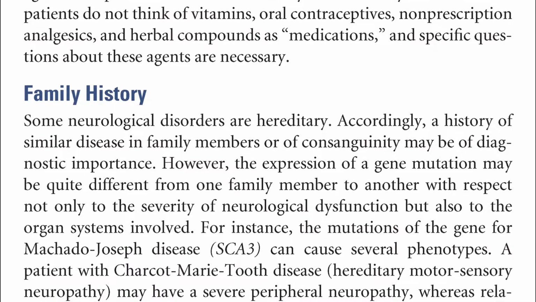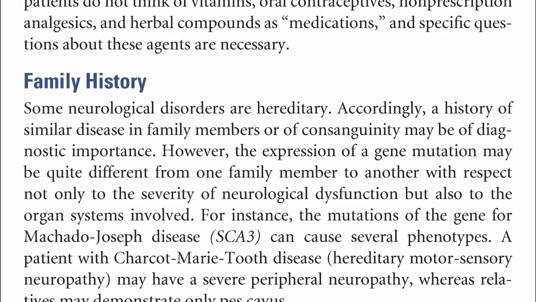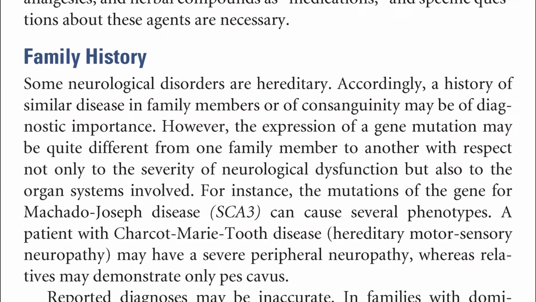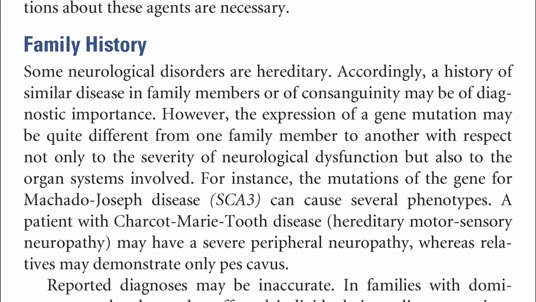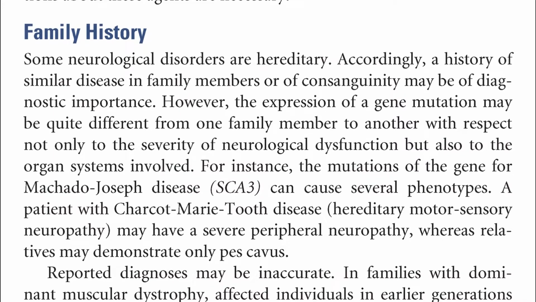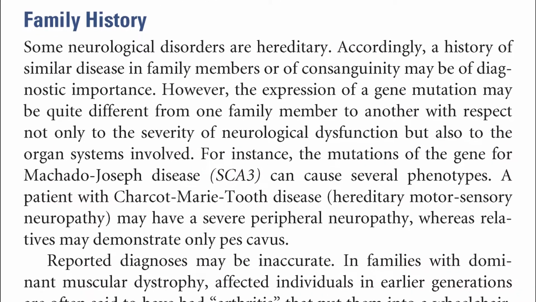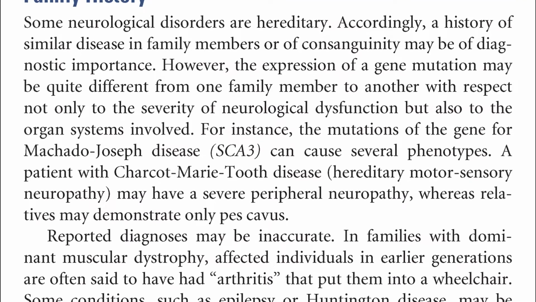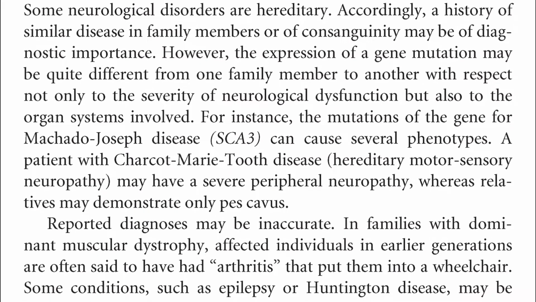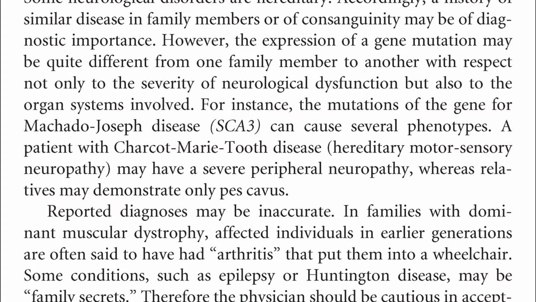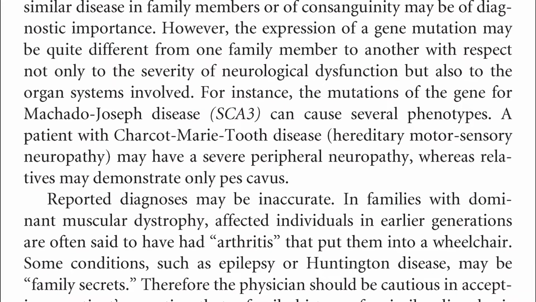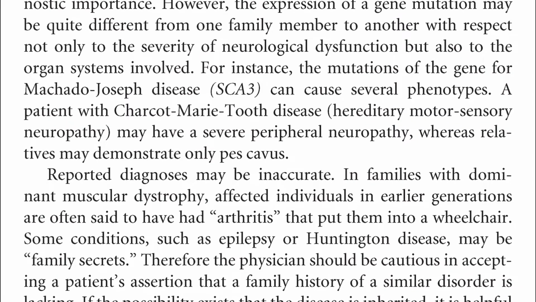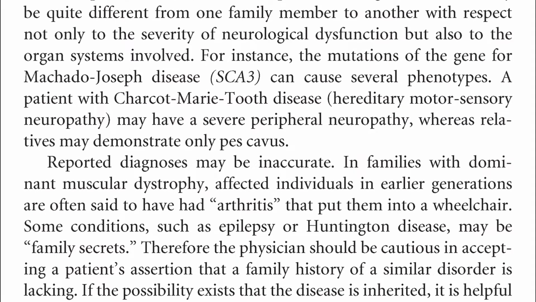However, the expression of a gene mutation may be quite different from one family member to another with respect not only to the severity of neurological dysfunction but also to the organ systems involved. For instance, the mutations of the gene for Machado-Joseph disease, SCA3, can cause several phenotypes. A patient with Charcot-Marie-Tooth disease, hereditary motor sensory neuropathy, may have a severe peripheral neuropathy, whereas relatives may demonstrate only pes cavus. Reported diagnoses may be inaccurate.